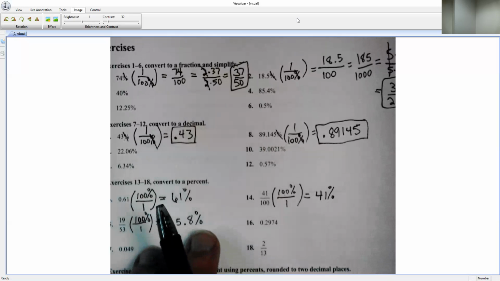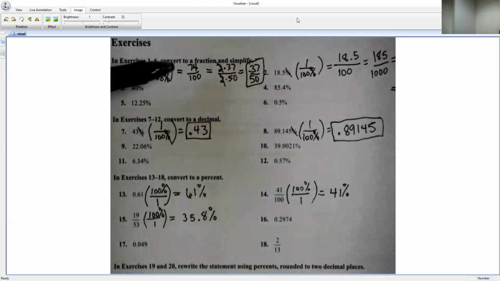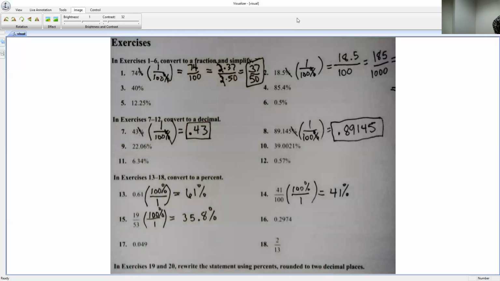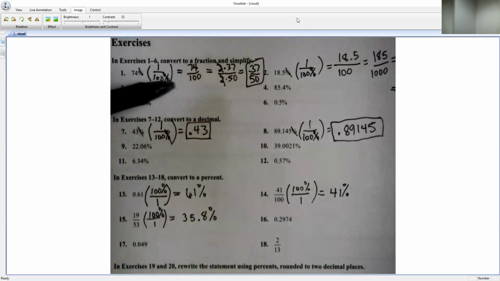To do that, we look at the 74 and the 100, and we ask ourselves, what number can I use to divide both of those evenly? Or what's the greatest common factor of 74 and 100? You'll notice that both of those are even numbers, so 2 is a candidate. We could divide both of the numbers, top and bottom, by 2, since they're both even.